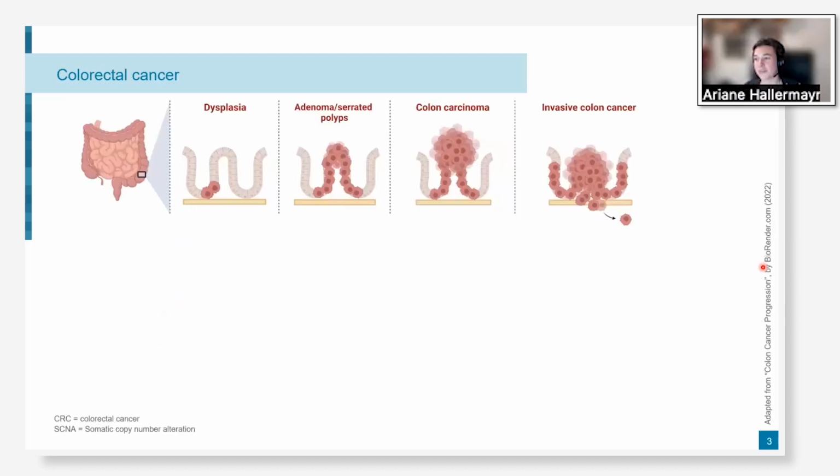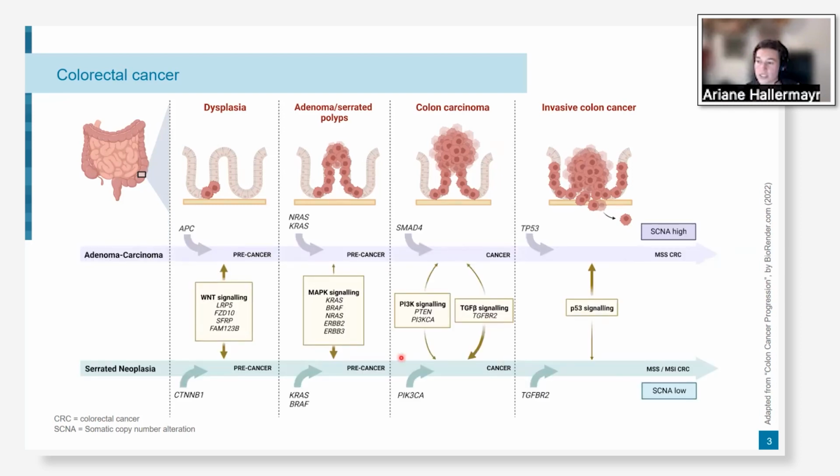But now, starting with the background. Colorectal cancer develops through defined stages from dysplasia over adenomas or serrated polyps to colon carcinoma. And there are two major pathways described. One is the adenoma carcinoma pathway that is initiated by a variant in APC, followed by variants in NRAS and KRAS, and followed eventually by variants in SMAD4 and TP53. Colorectal cancers that develop through the adenoma carcinoma pathway eventually lead to microsatellite stable colorectal cancers that are associated with high numbers of somatic copy number alterations.